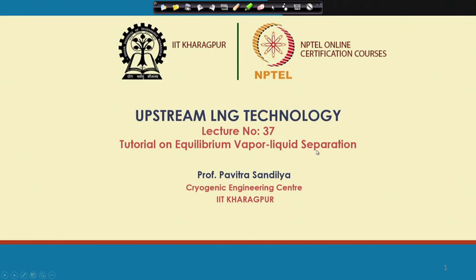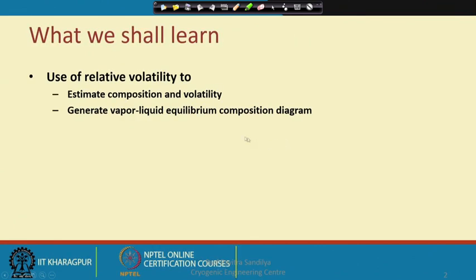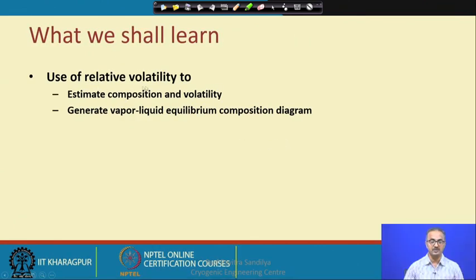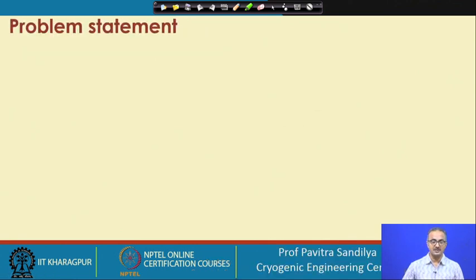Welcome. After learning about the basics of equilibrium vapor-liquid separation, in this lecture we shall be doing a few problems on equilibrium vapor-liquid separation. We shall learn about the use of relative volatility for estimation of the composition and the volatility of a vapor-liquid mixture in equilibrium, and generate the vapor-liquid equilibrium composition diagram. Now, first we shall see this problem.